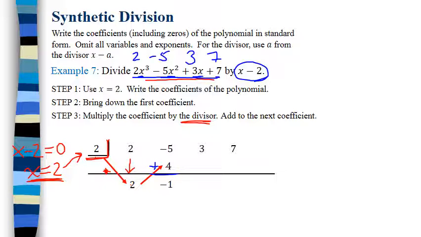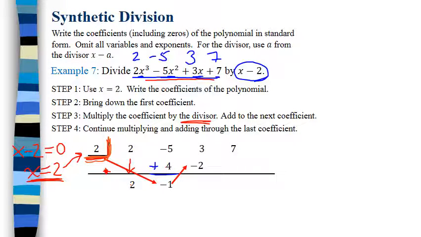And we're going to repeat this procedure, always going back to this 2 here. So 2 times -1 is -2. And then we're going to add 3 plus -2 is 1. Repeat. 2 times 1 is 2. Add 7 plus 2 is 9.